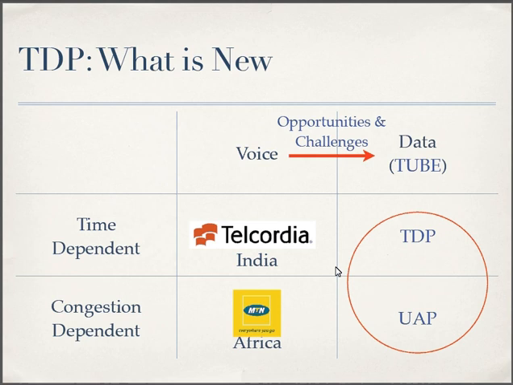Telcoria already runs time-dependent pricing for voice calls in India. Also, MTN runs congestion-dependent pricing in Africa. We want to take it one step further and make time-dependent and congestion-dependent pricing work for mobile data traffic and video over IP, and provide TDP and UAP services. But this requires creating a feedback loop between operators and users, rather than just the operator playing defensive and charging prices without giving users a chance to react. In fact, TUBE makes users react either themselves or by using the autopilot mode.